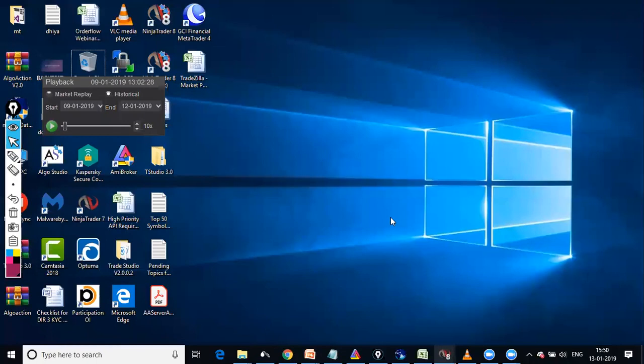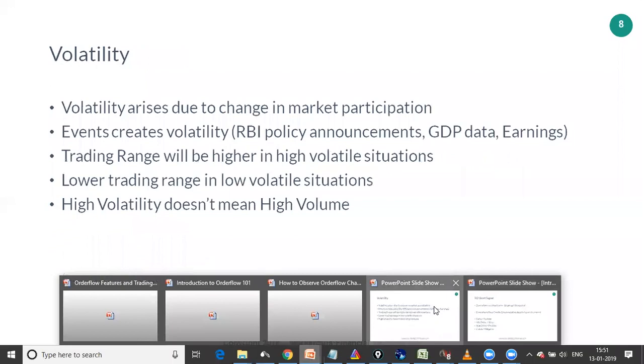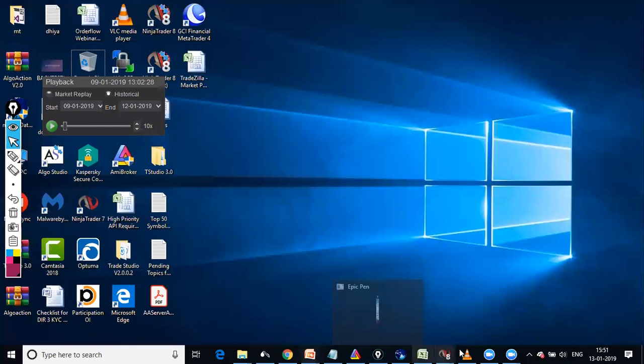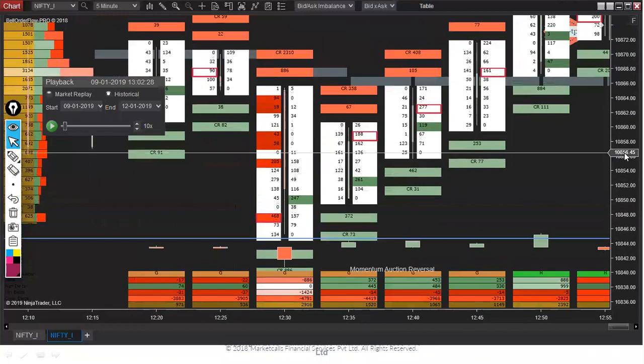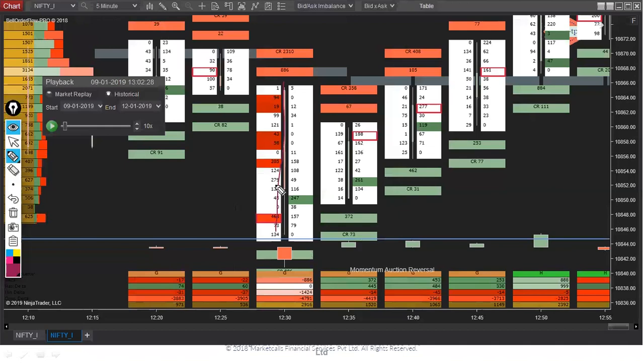Sir, one question: how do we identify a strong auction in the order flow? What are the parameters for that? The parameters you have to identify here is that you should have strong volatility. Most of the time you might see this pattern: the market will be dropping and dropping and dropping, and one day you'll see a strong drop. And the very next, it'll be combined with a huge volume also. So volume is the key here.